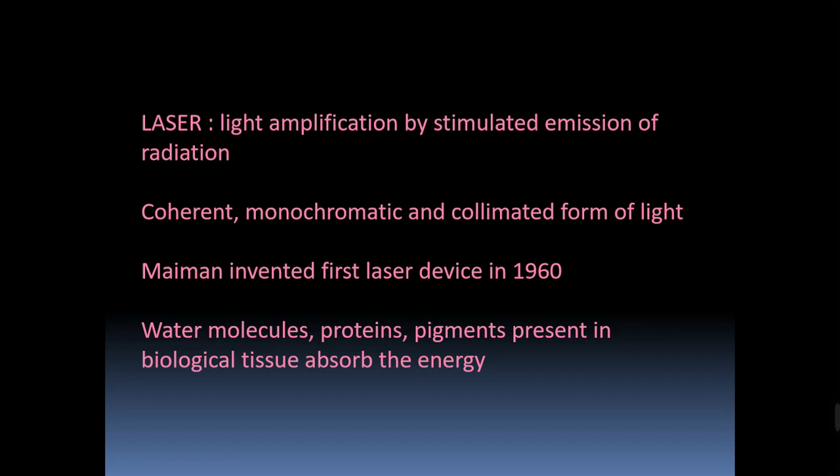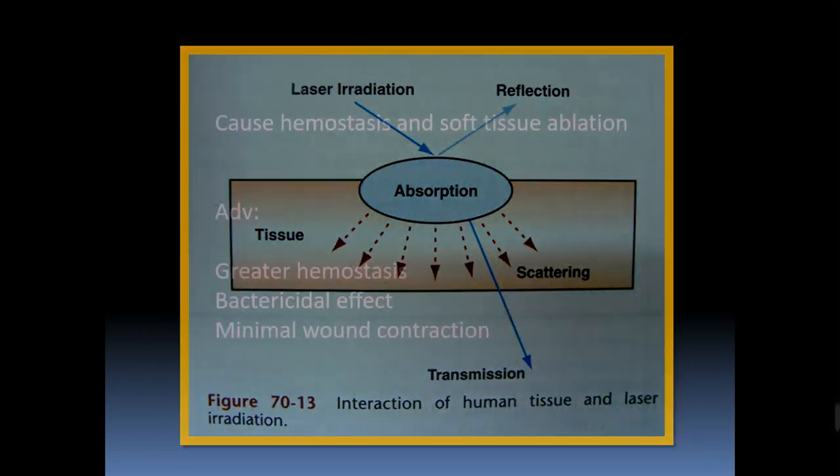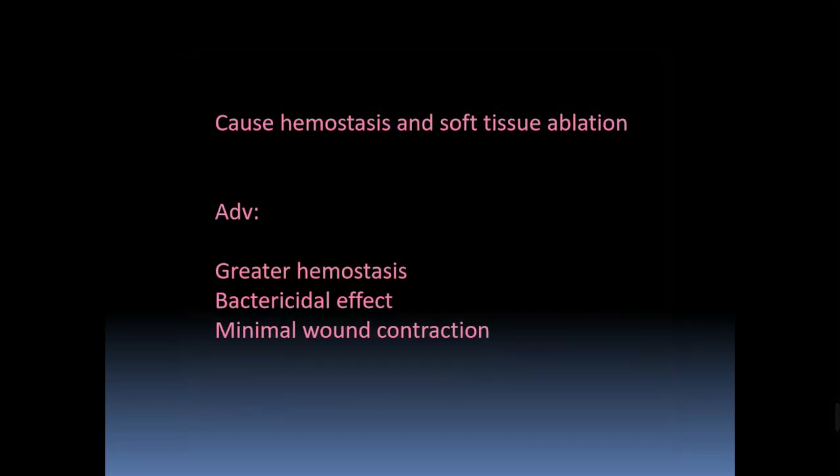Water molecules, proteins, and pigments present in the biological tissue absorb the energy. Interaction of the human tissue with laser can be in the form of absorption, transmission, scattering, or reflection. They cause hemostasis and soft tissue ablation. The advantages of a laser system are greater hemostasis, bactericidal effect, and minimal wound contraction.